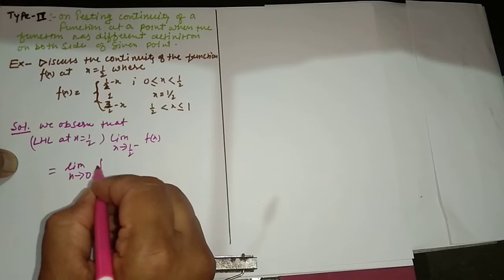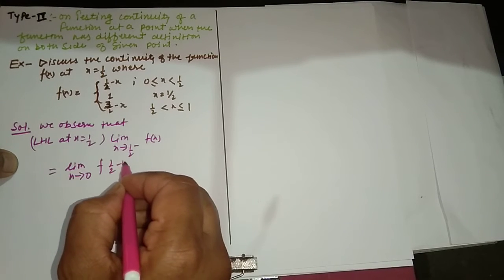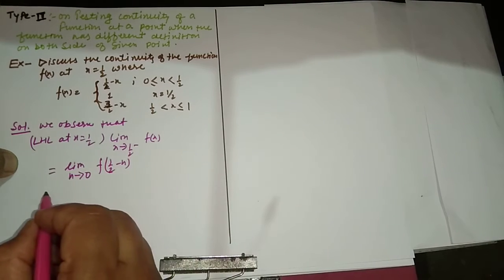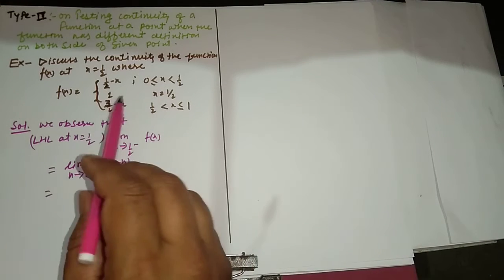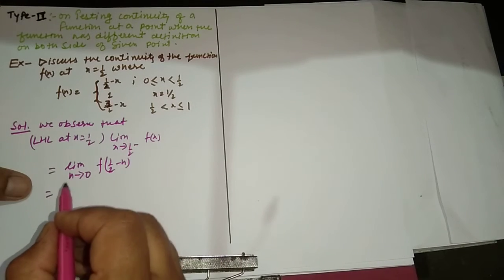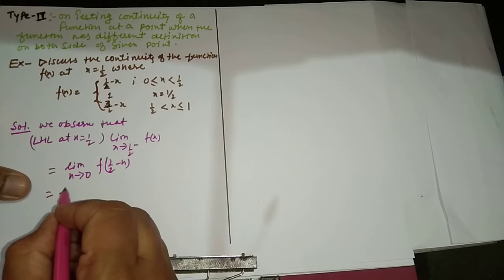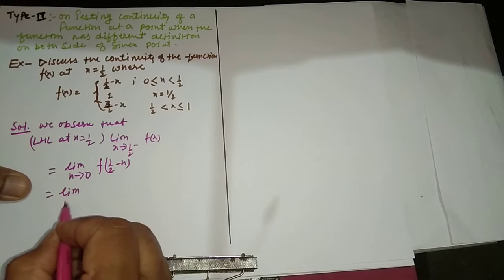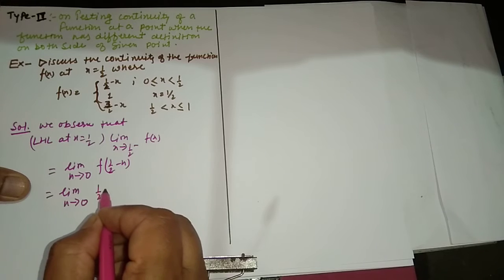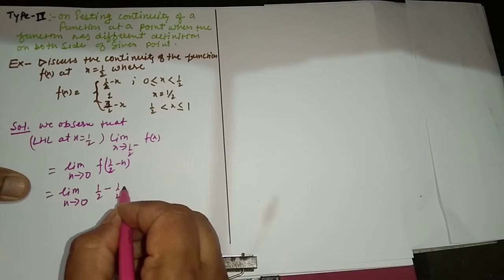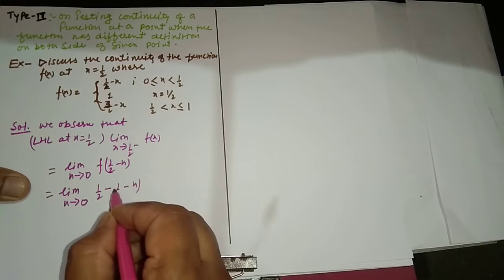And the function is now changed to 1/2 minus h. Put the value instead of x. x की प्लेस पे ये वैल्यू पुट अप कर लेते हैं हम लोग. So what we get: limit h tends to 0, 1/2 minus 1/2 minus h.